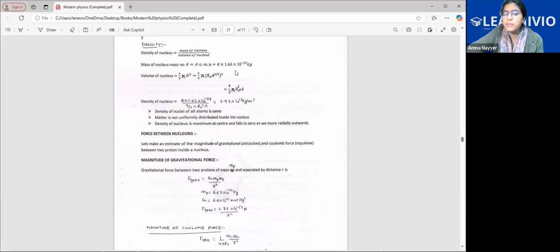The mass is 1.6 into 10 to the power minus 27. This is also written as 1.67 in some books. Whatever you calculate, almost you will get the answer like this: 2.6, 2.7, 2.9, like this.